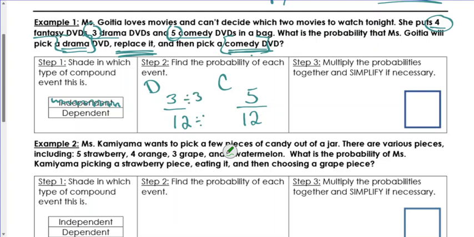Divide by 3 on top and bottom. That changes into 1 over 4, and then I can multiply 5 over 12 times that. You can simplify at the end if you want. I think it's easier to simplify in the beginning. You multiply straight across. When we multiply fractions, this is not like what we just did with proportions. That's cross multiplying, where this would be an equal sign in between. Here we're just multiplying fractions, so we multiply straight across. 1 times 5 is 5. 4 times 12 is 48. So the chance that she gets a drama, puts it back in, and then gets a comedy is 5 out of 48.